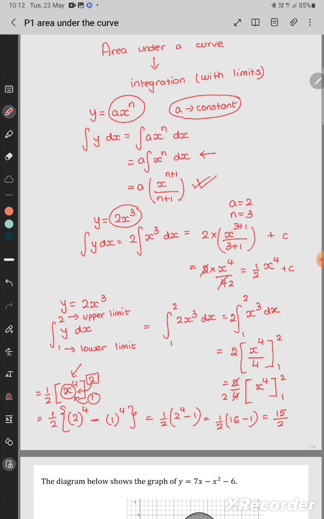Here we don't have to put this plus c. Why? Because in this question, limits were provided to us. So when there are no limits given, only then we put this c. And if limits are provided, then you don't have to put a c. Okay, so we are going to use this concept only when we are finding out the area under the curve.